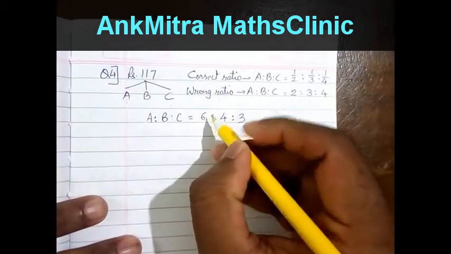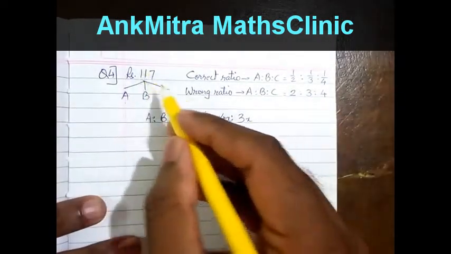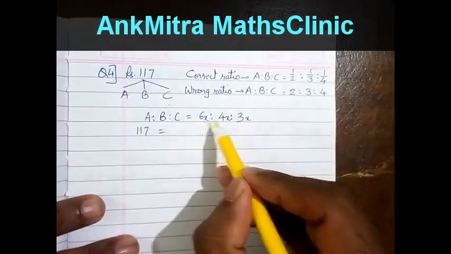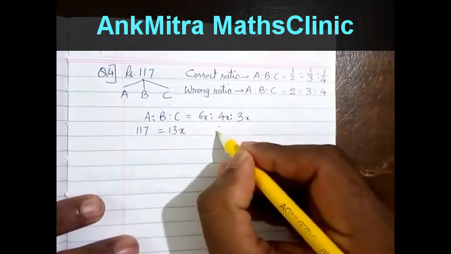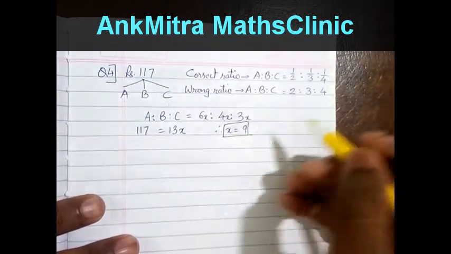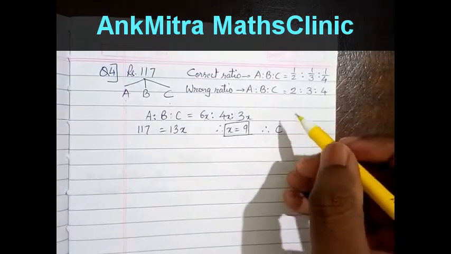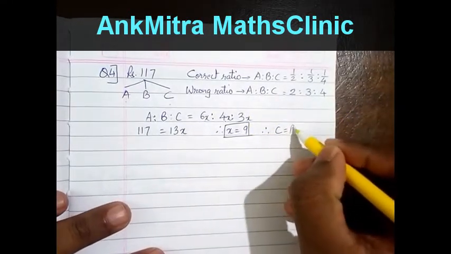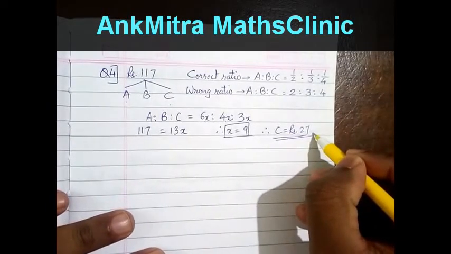So applying common multiplier x, we get 117 is equal to 6x plus 4x plus 3x, that is 13x. Therefore x is equal to 9. Therefore C was expected to receive originally 3x, that is 3 into 9, which is rupees 27. So C's original expected value was rupees 27.